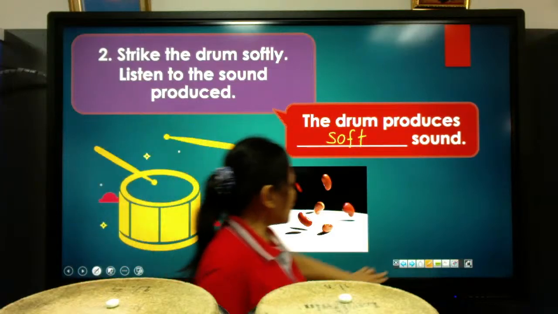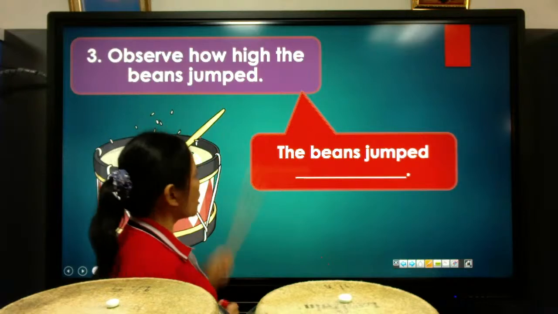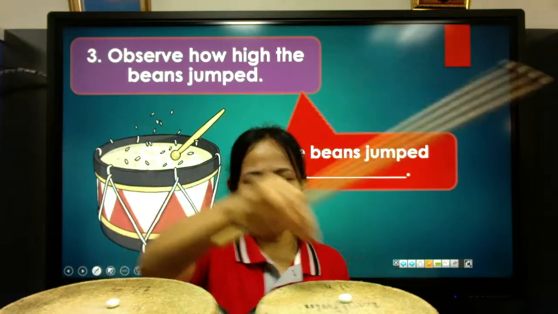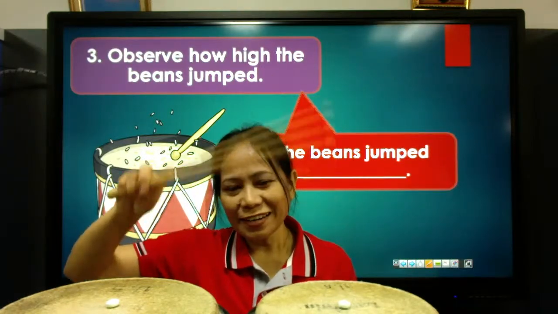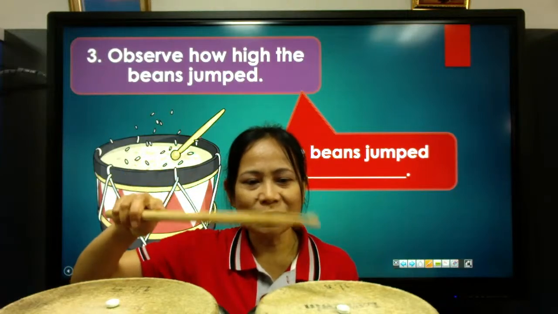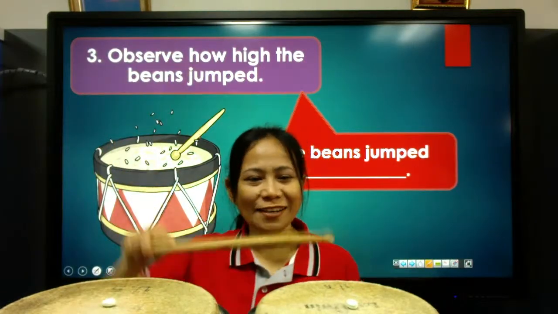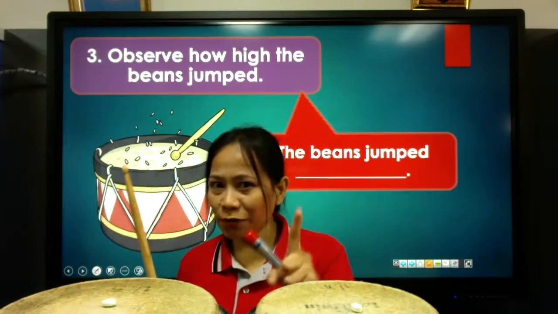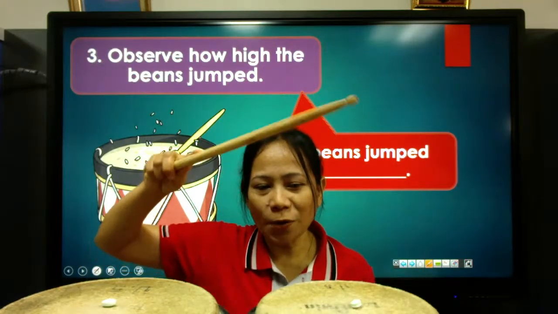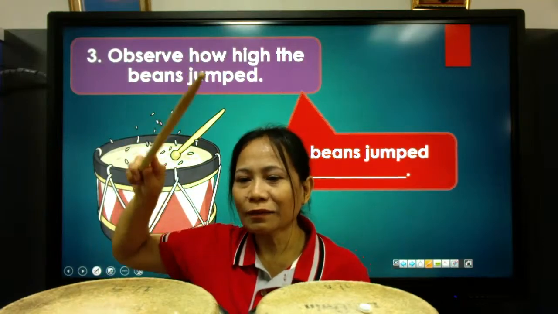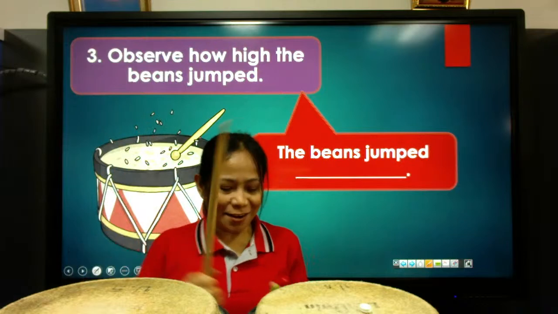For number two. Number three: observe how high the beans jump. Is it high or low? Okay, this is the gentle striking of the drum. And this one, we are going to use hard striking of the drum. This one, soft, right? Look and observe how high the candy jumps. This one for the slow, gentle. This one, high. See? So, hard and slow.